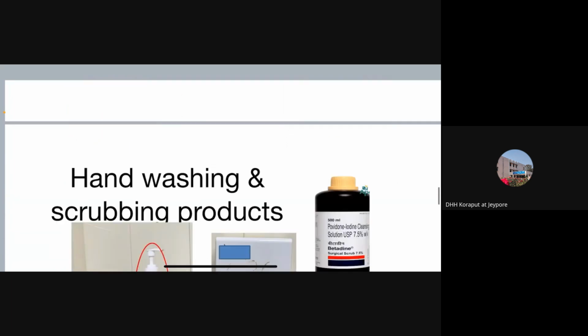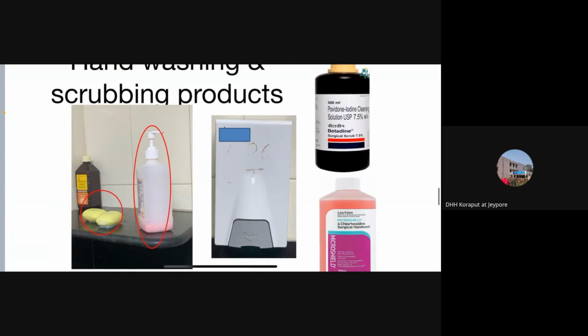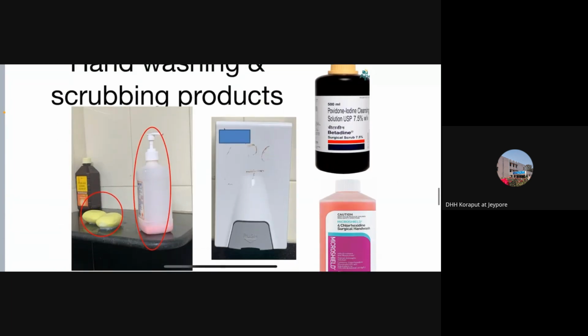Then again, we don't recommend these bar soaps to be used for hand washing. If it is for scrubbing, make sure it is a povidone iodine soap, not a normal soap. A normal soap cannot act as a hand wash, so particularly for scrubbing purposes, make sure it is a povidone iodine solution, which is used as a surgical scrub.